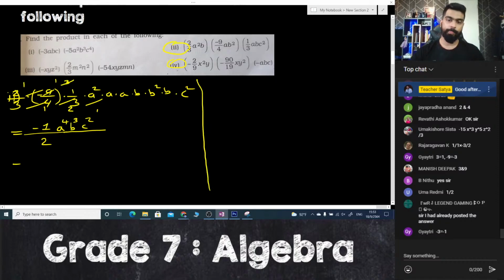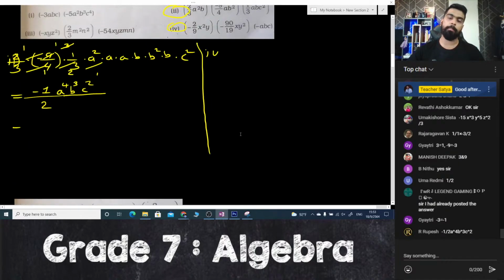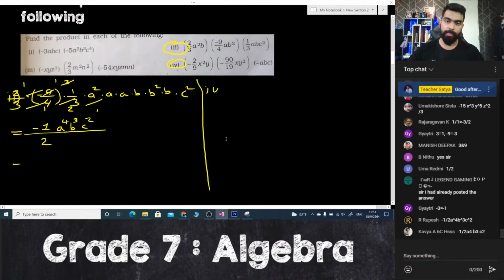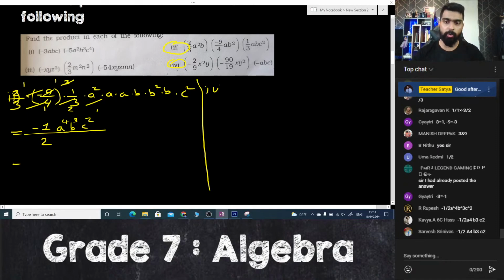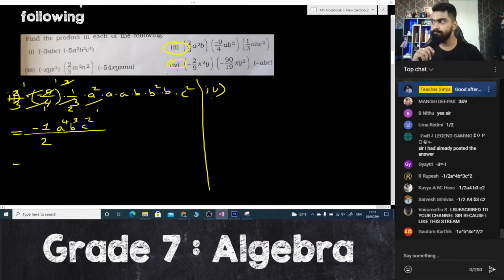Very good. Now let's go to number 4. Now the next one, if I am not mistaken, you're going to multiply binomials with monomials. Okay, so before we go there, who knows the distributive property? Who knows the distributive property, guys? If you know distributive property, let me know in the comment that you know, right? So I know it. All right, so again, number 4.